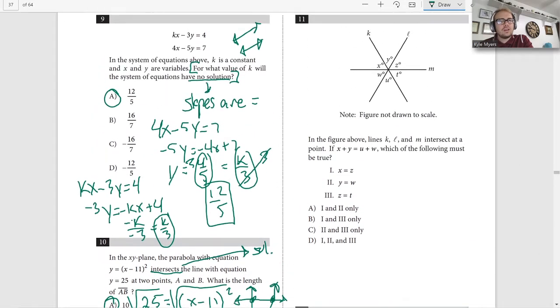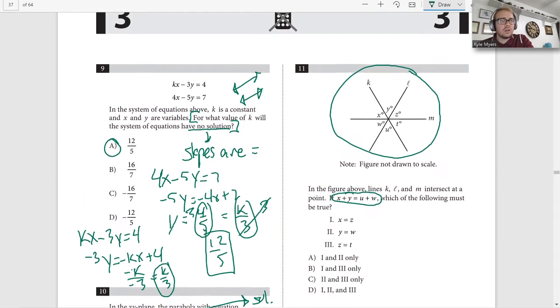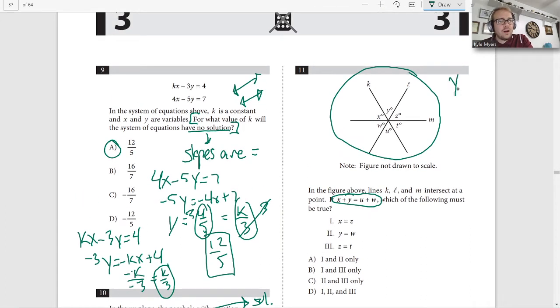All right. So for this one, we're given 2 equations. Well, 2 sets of equations. 1 from here and 3 equations just from this alone. So we know that y is equal to u, because they're vertical. x is equal to z, because they're vertical. Or sorry, x is equal to t. I got that wrong. x is equal to t. And z is equal to w. There we go. Okay.